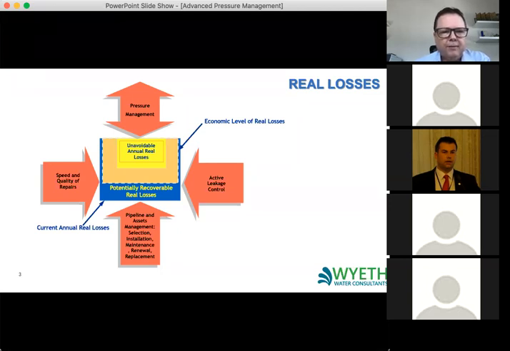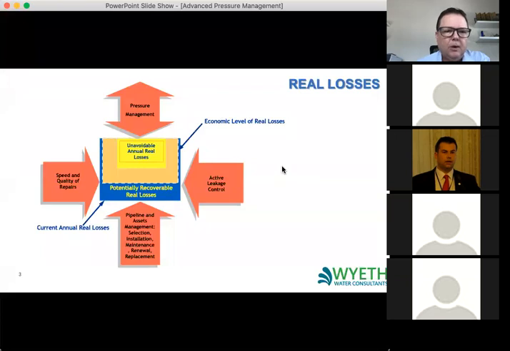But there's also another box, which is the orange box that you can see here, which is the economic level. Because as we're doing all of these activities, all of our active leakage control, pipeline replacement and refurbishment, repairs and pressure management, it's all costing money. And there needs to be a balance between how much we're spending compared to how much we're saving from the water that is being reduced, the leakage volume that's being reduced. So generally, most water utilities are aiming not for the unavoidable, but they're aiming for the economic level of real losses.